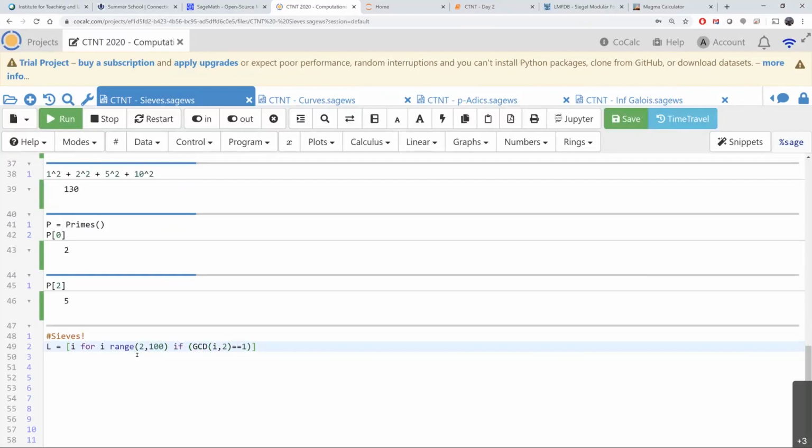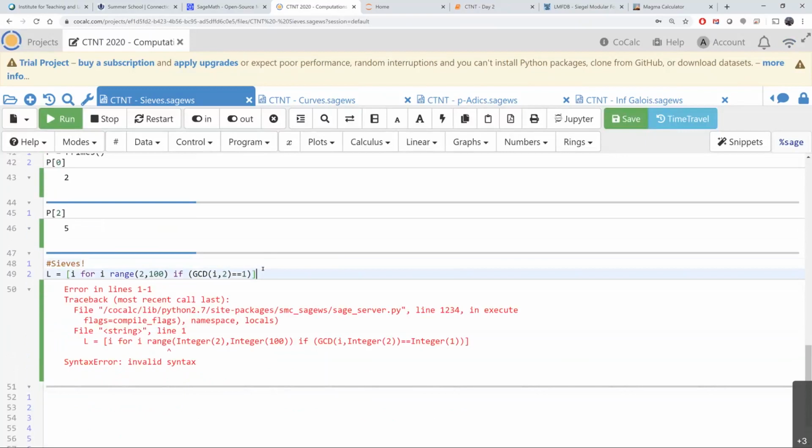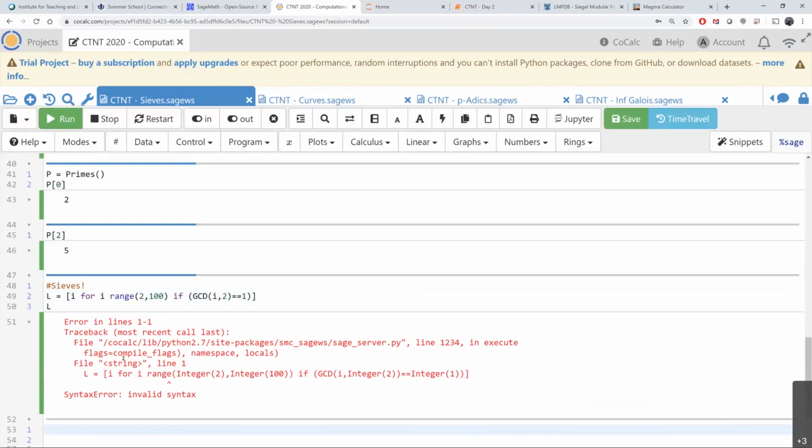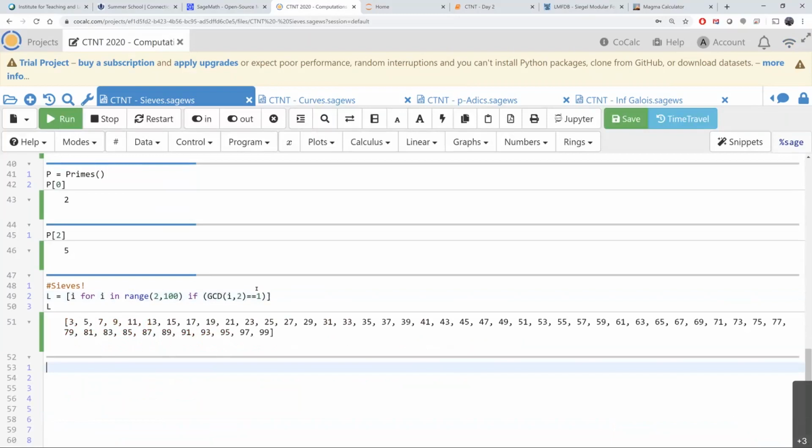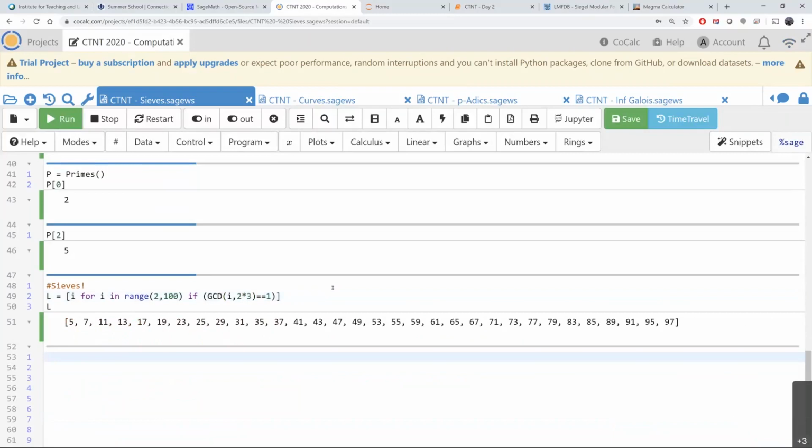What did I do wrong? Invalid syntax in range, or I in range. Okay, there you go. Here are the odd numbers. I can modify that if I want to sieve numbers that are odd and not divisible by 3. Now I get all the numbers up to 99 which are relatively prime to 6. And you can keep going like that.